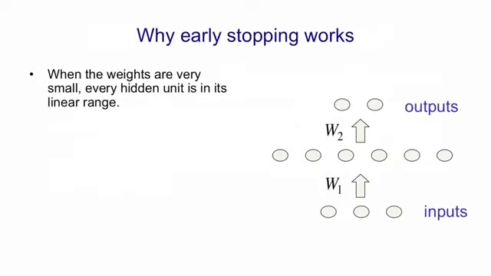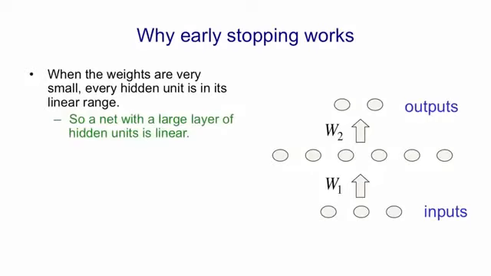So consider a model with some input units, some hidden units, and some output units. When the weights are very small, if the hidden units are logistic units, their total inputs will be close to 0, and they'll be in the middle of their linear range. That is, they'll behave very like linear units. What that means is, when the weights are small, the whole network is the same as a linear network that maps the inputs straight to the outputs.